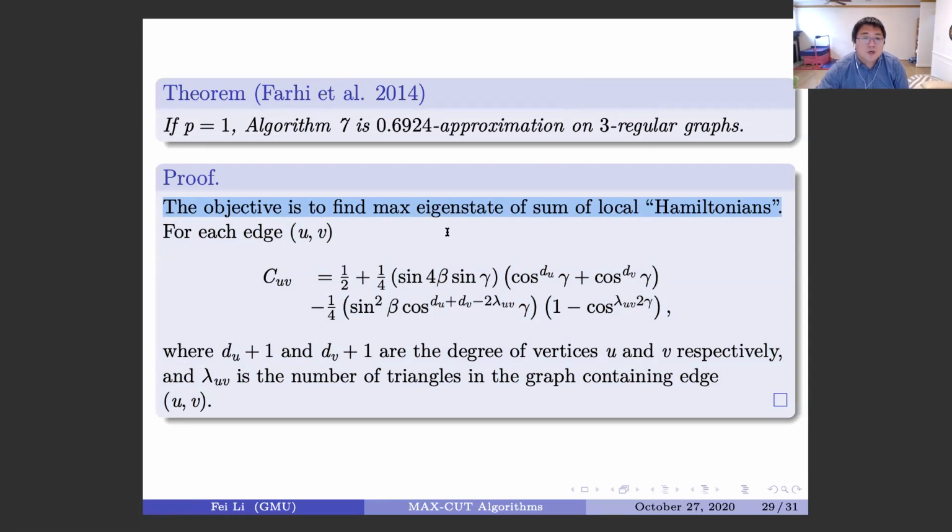But the proof of this paper shows that for u and v, if the weight of this edge contributes to the objective, it contributes like this, subject to the graph being a 3-regular graph. 3-regular graph means that for every vertex, there are only 3 edges.